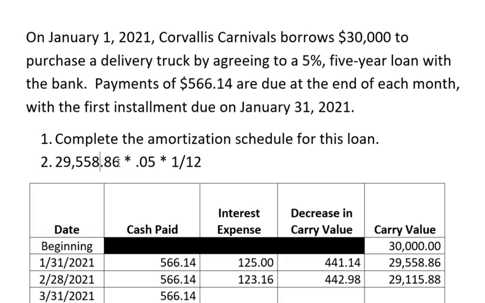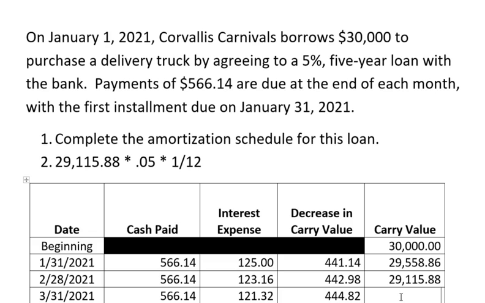All right, pause again, see if you can come up with the last one. Hopefully you paused. So what you should have done is take the $29,115.88, multiply that by 5%, then multiply that by 1/12, or 1 out of 12 months. And when you do that, you end up with $121.32. And again, we are rounding to the penny here. So take $566.14 minus the $121.32. You come up with a decrease of $444.82.